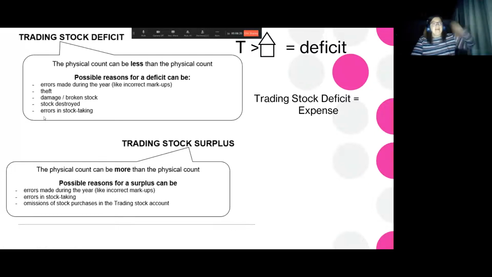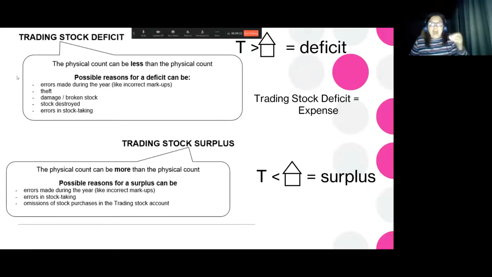Once again, the balance of your trial balance, that trading stock figure, will be compared to the physical count. The physical count can be more than our books. Possible reasons for the surplus could be that errors were made during the year, like incorrect markups, maybe errors in stock taking, or omissions of stock purchases in the trading stock account. So that means that we purchased stock, but we did not record it correctly.